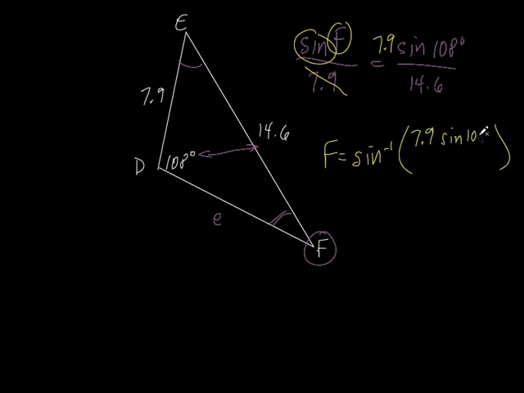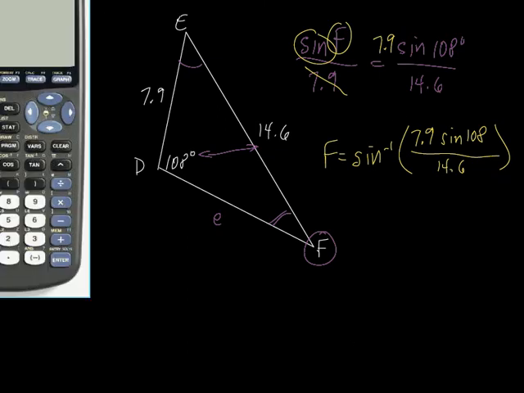So sine of 108 over 14.6. That's what you're putting in your calculator right there. That wasn't that hard, was it? Two steps. Multiply by 7.9, take the inverse sine, bang, you're done. Make sense? Okay, yeah, I think that's pretty easy. I can't think of a better way to explain that.